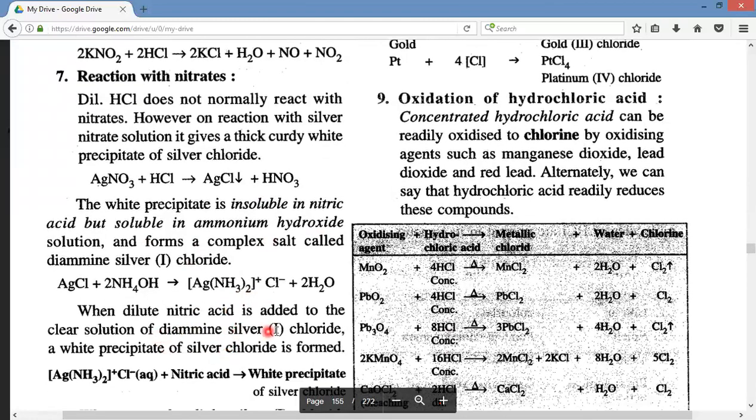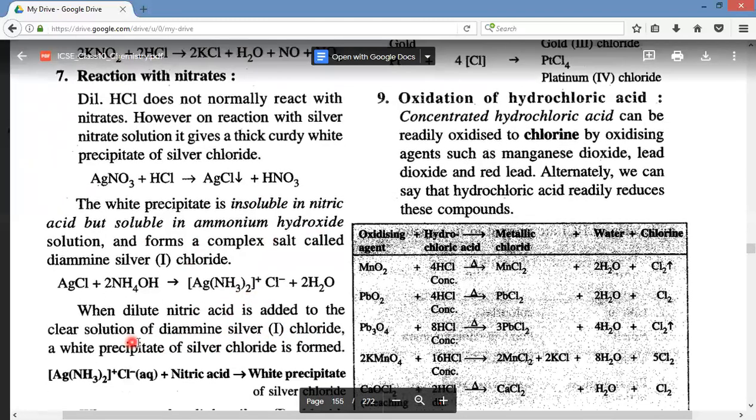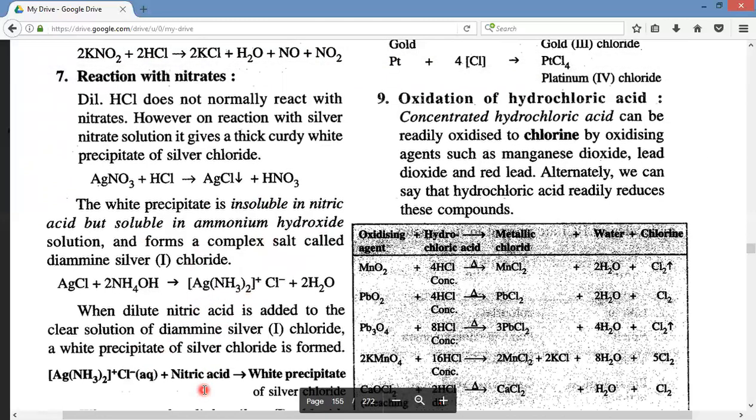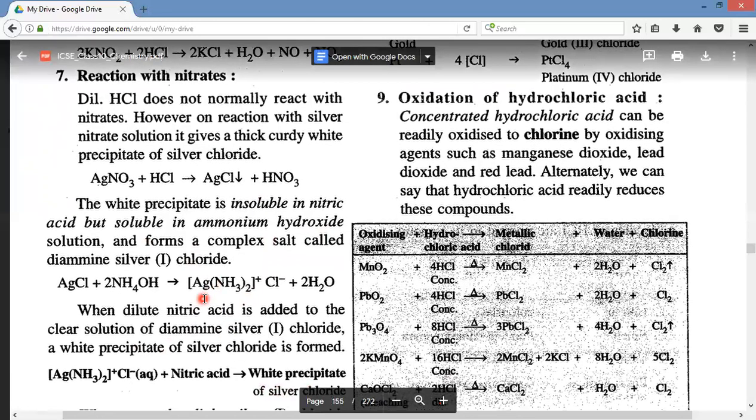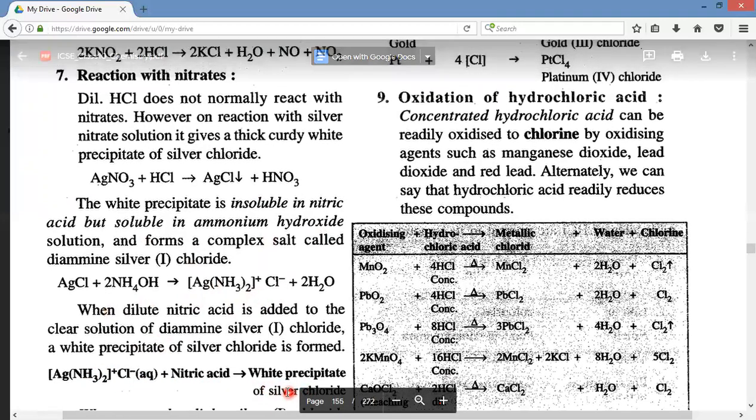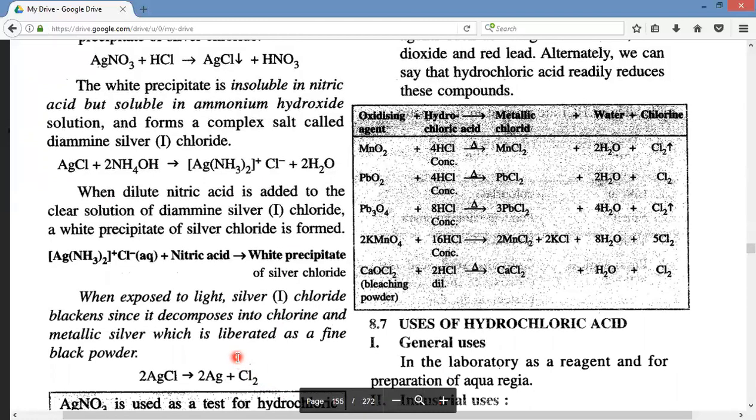When dilute nitric acid is added to the solution, means this complex is treated with the nitric acid, the white precipitate of silver chloride is formed. For that process, silver chloride is treated with ammonium hydroxide, then the complex forms. That complex is treated with the nitric acid and the white precipitate of silver chloride is formed.